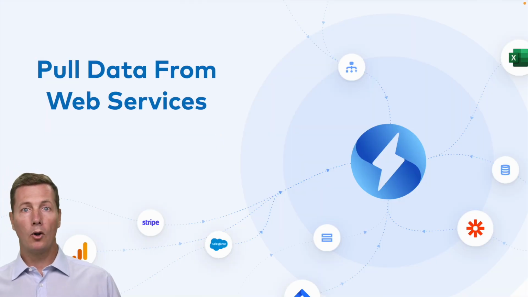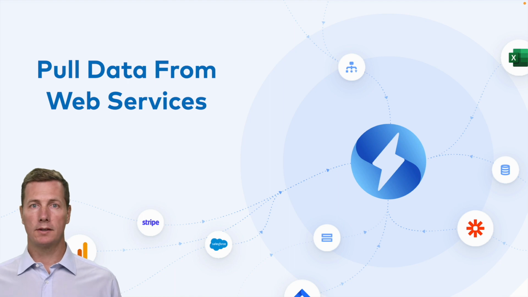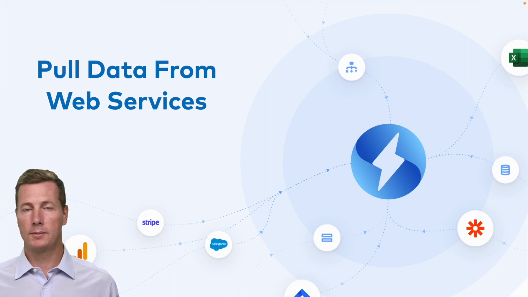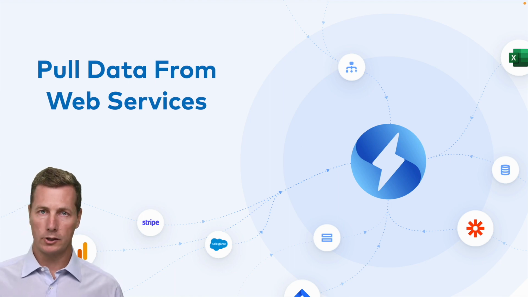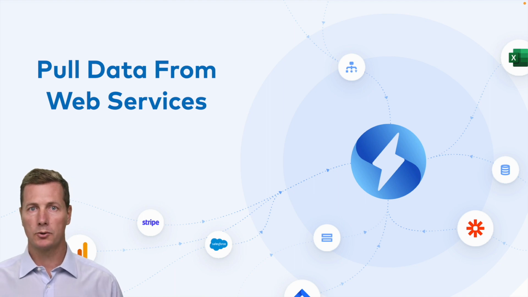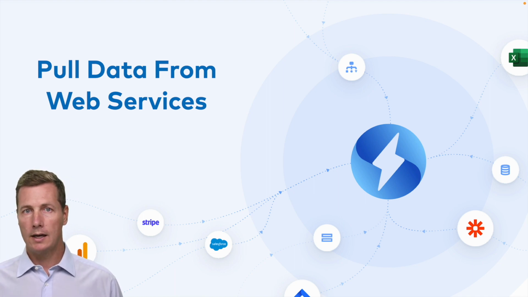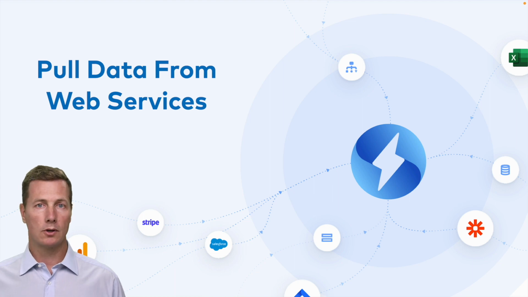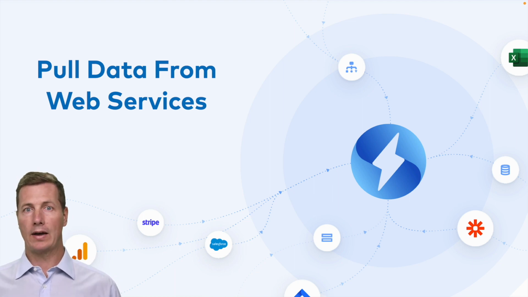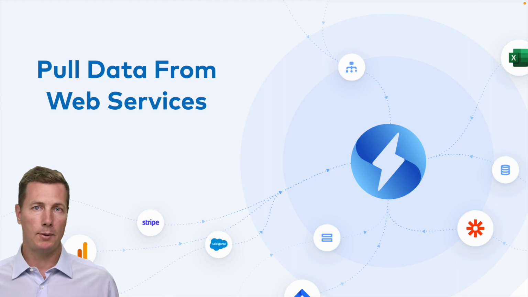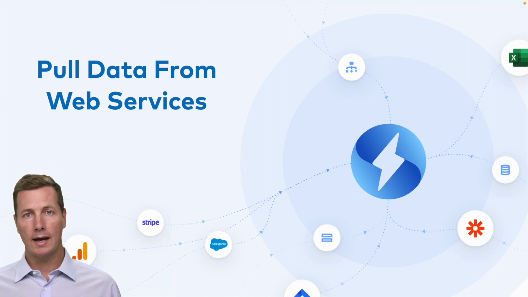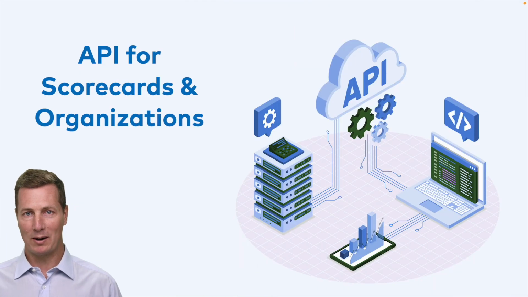First is pulling data from web services. Web services is the common way that websites or applications talk to each other. RESTful web services is the most common way, the most modern way. And we are able to connect to just about any web service out there and pull data in. Thousands and thousands of software as a service products have REST APIs, and now you can take advantage of that with automated data feeds for Spider Impact.